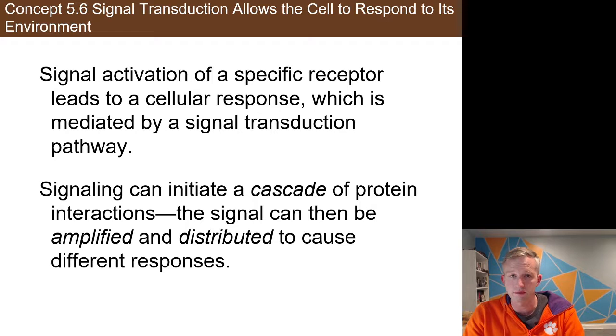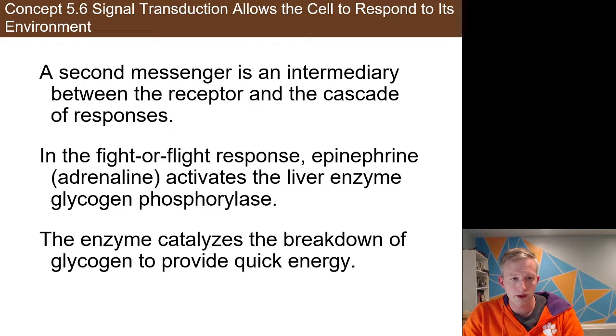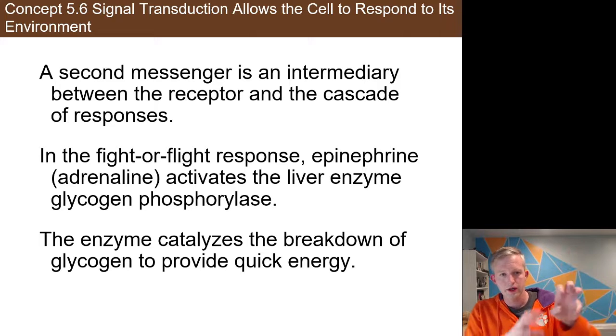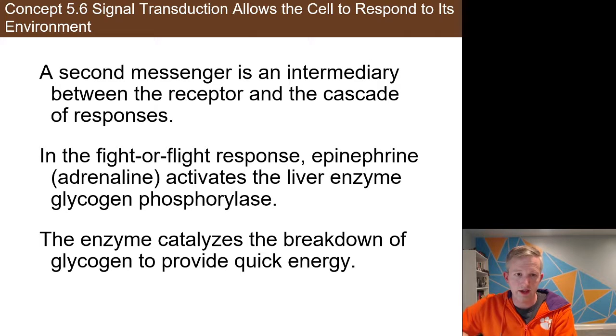to relatively simple stimuli. So in this process, there's a number of secondary messengers that are involved, and these are basically intermediates from the receptor to the whole cascade of responses. And the example that we're going to use is epinephrine, which is adrenaline. And it's part of the fight or flight response.